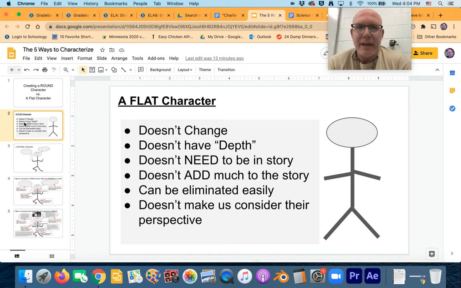You're going to be taking notes today. I want you to do this. I want you to draw this. It doesn't have to be very big, maybe like this much of your page. And I want you to write flat character on it. And I want you to write down these things.